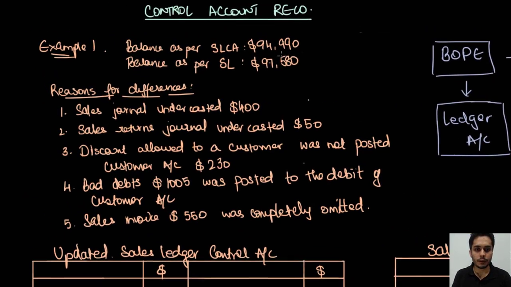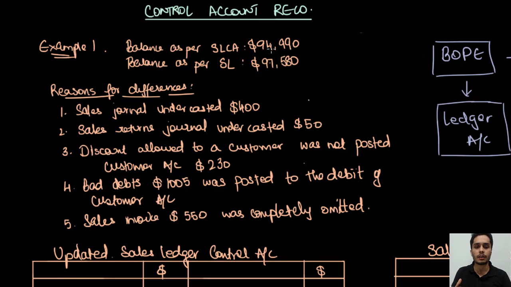Now in this example, the sales ledger control account balance is given at $94,990 and the balances as per the accounts in the sales ledger is $97,580. These two balances are not the same, and hence it's obvious that there is some error made in the transactions recorded in the sales ledger, or in other words in the debtors accounts.